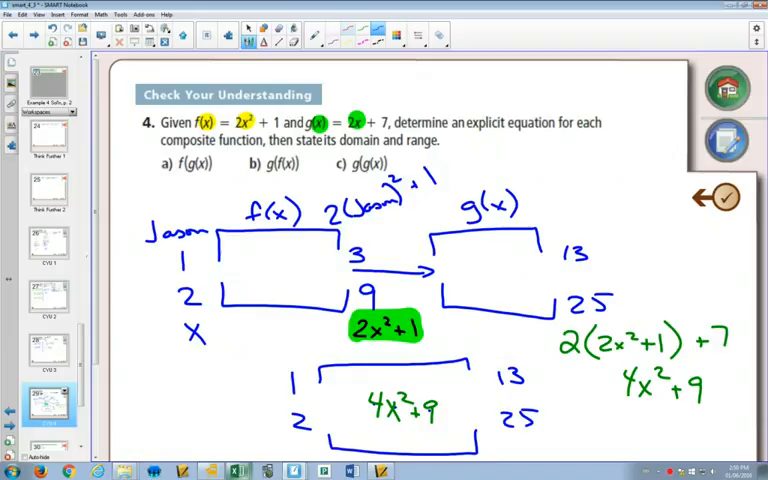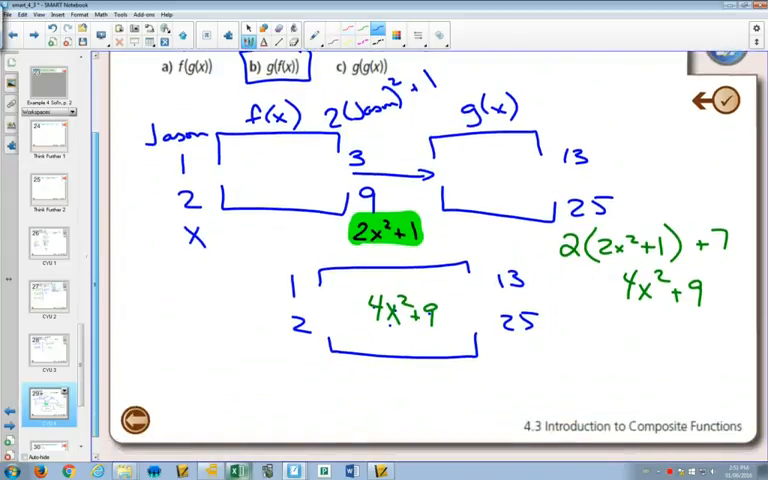Throw in 2. 2 squared is 4. 4 times 4 is 16 plus 9, 25. Throw in 1. 1 squared is 1 times 4 is 4 plus 9, 13. This is the idea. What we just did here was b. What is g of f of x? The way that we would show b, and we'll do b first just because we've got all this work here.